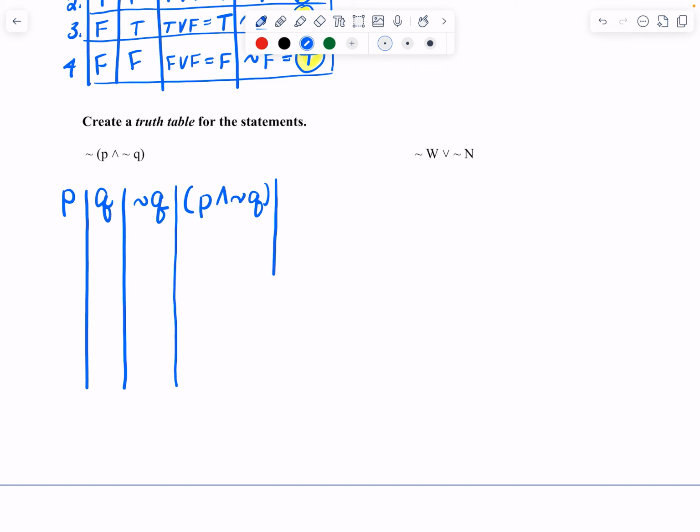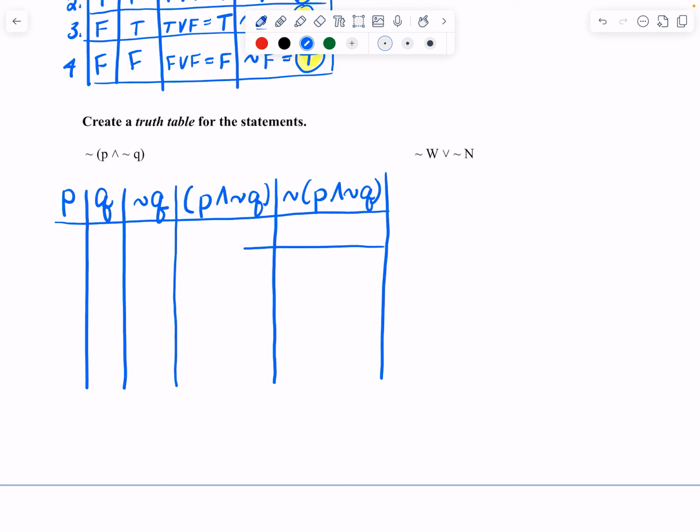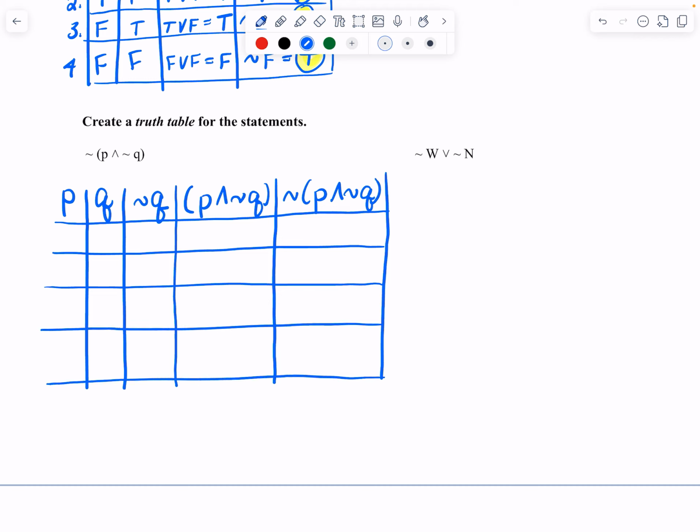Okay, these are order of operations. Finally, I'm going to negate that. So my last column is going to be the entire thing, negation of parentheses P and negation Q. Okay, so again, I have 4 rows. If you have lined paper, this part goes a little bit faster. All right. So with the P column, remember it's going to be true, true, false, false, always. And then Q is going to be true, false, true, false.